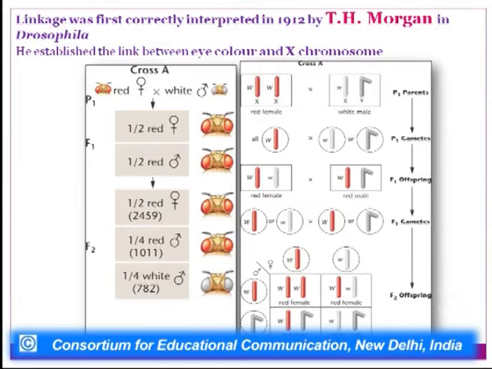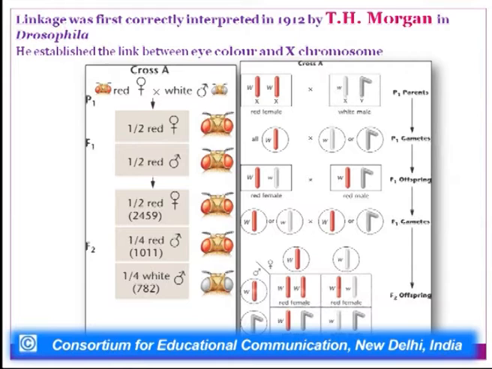So if you look at the F2 offspring, the shown ratio is obtained, where there are 50% females and 50% males. All the females are red-eyed because they have one X chromosome containing the capital W gene. Out of this, half are homozygous for this particular allele and half are heterozygous. But because the red capital W is dominant, you will still get the red color.